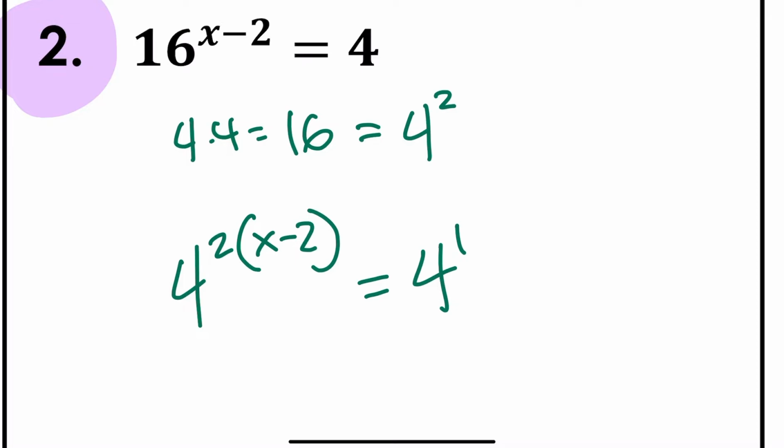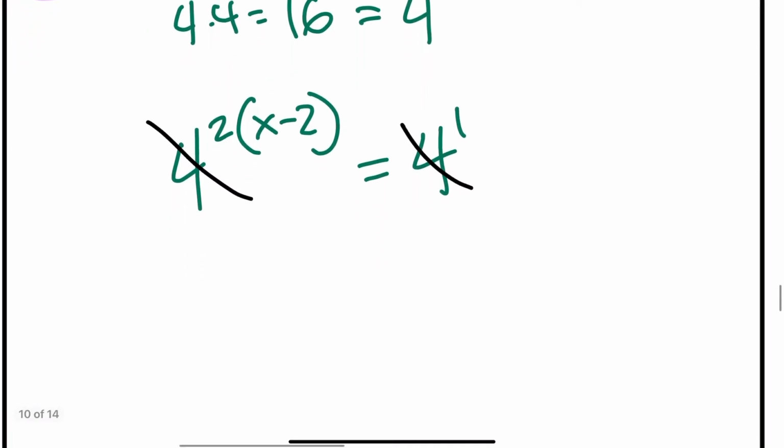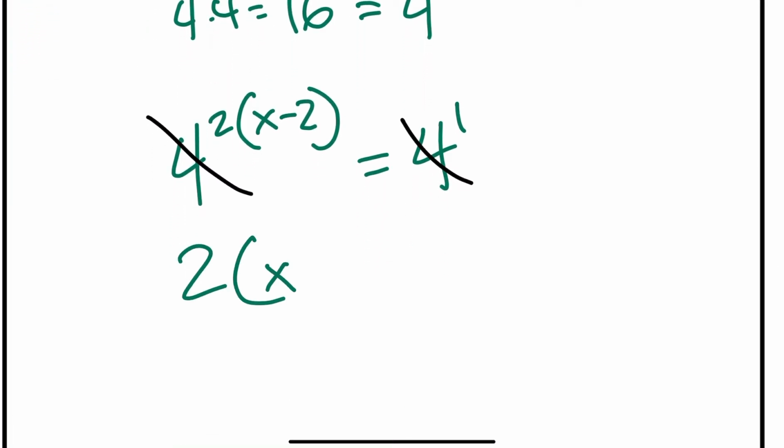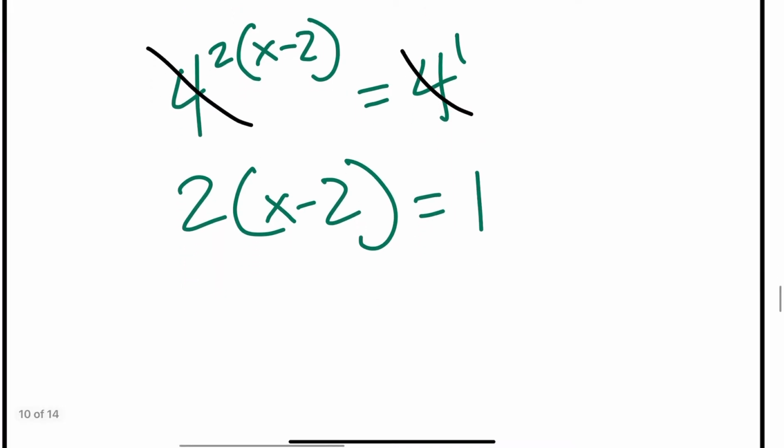All right. We've gotten to the point where we have the same base. Once you get there, you can drop these. Gone. So then I'm just going to rewrite everything that I have left in order. So I got 2 parentheses x minus 2 equals 1. Okay, now we're just going to solve from here.